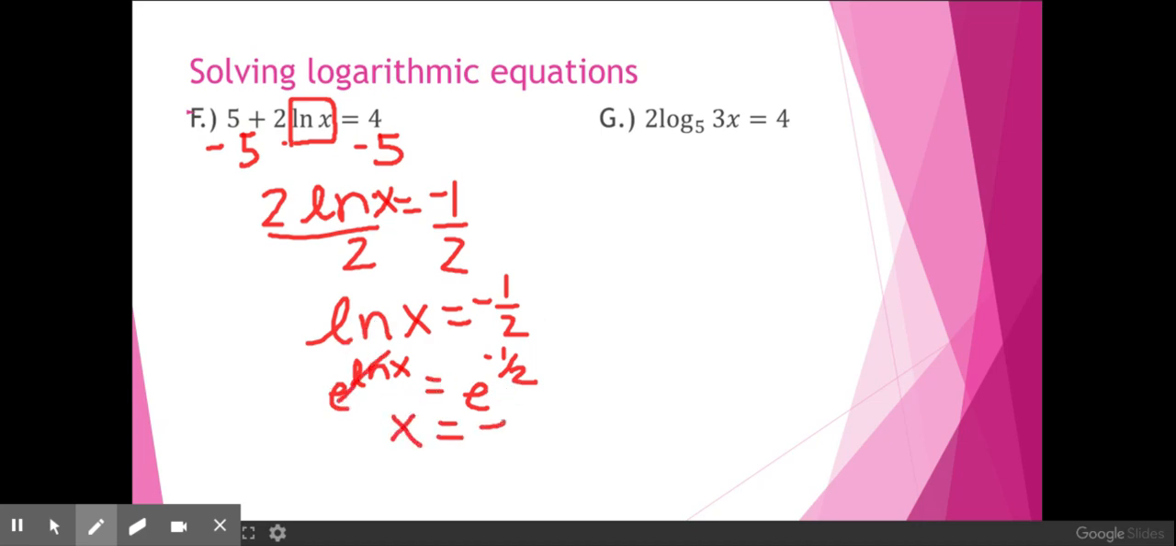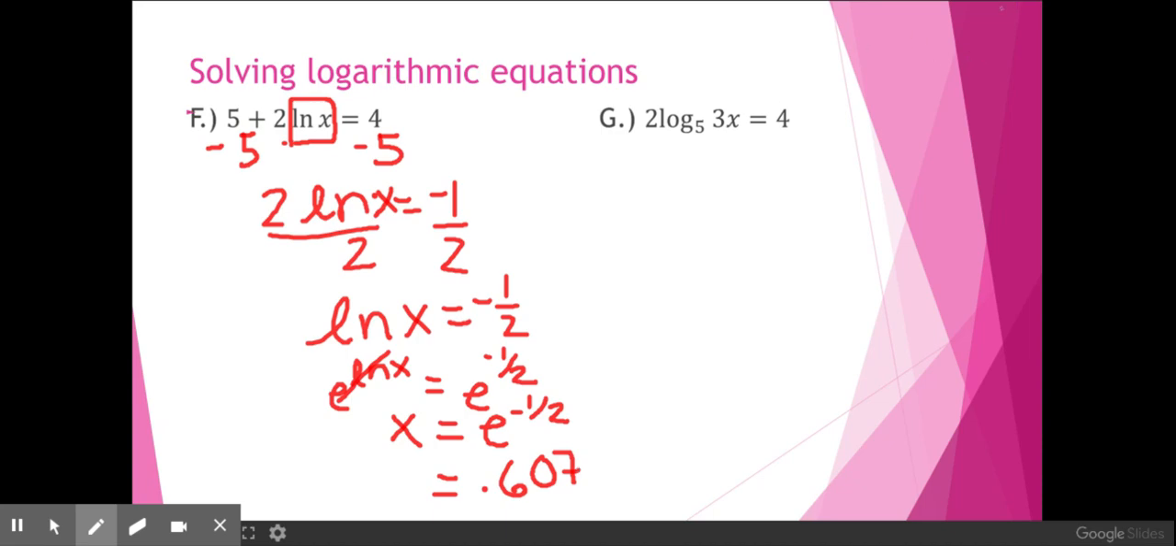Cancels. We get x equals e to the -1/2. If we plug that into the calculator, we get 0.607. All right, moving on.